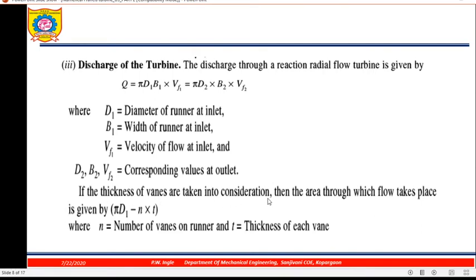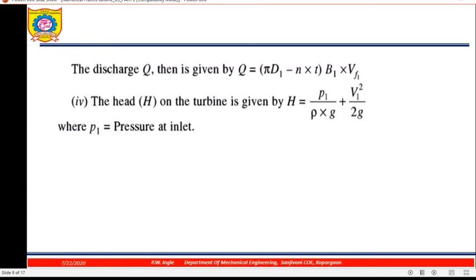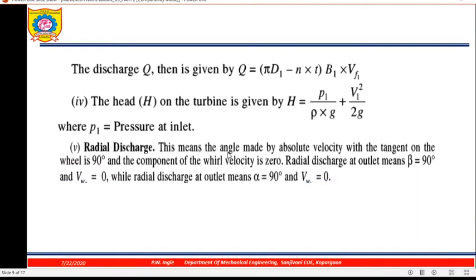If the thickness is taken into consideration, then it is pi D1 minus n into t, where n is number of vanes and t is thickness of each vane. The discharge Q will be like this: pi D1 minus n into t, B1 into Vf1. Now this is very important. Head on the turbine is P1 by rho g plus V1 square by 2g.